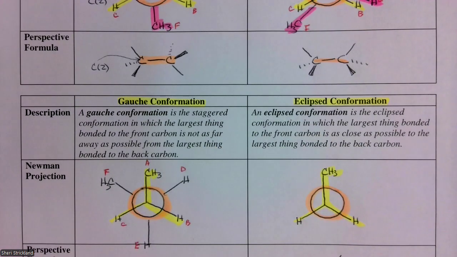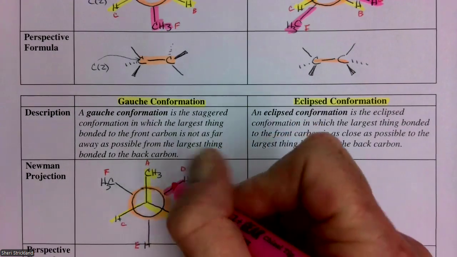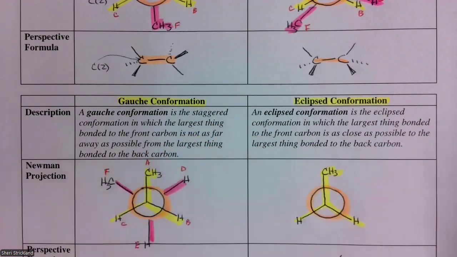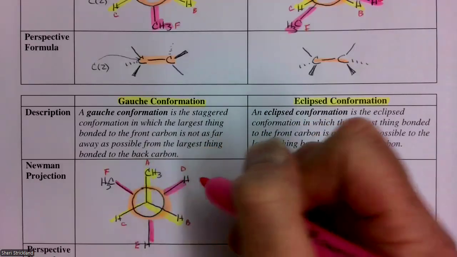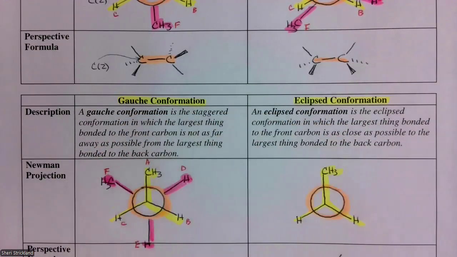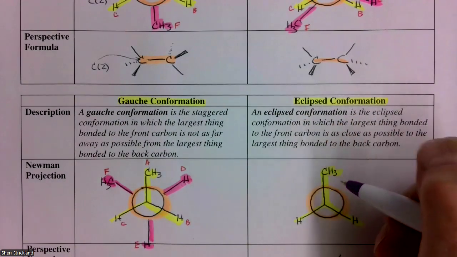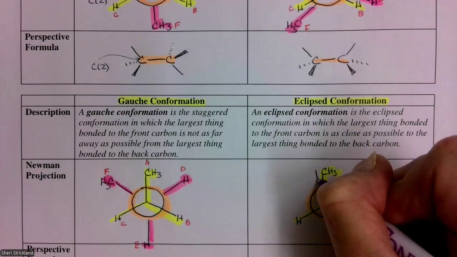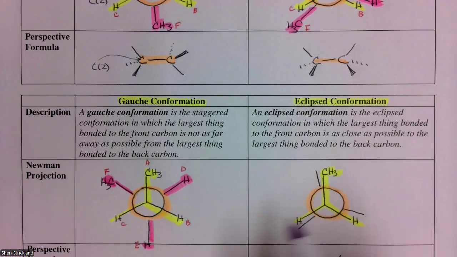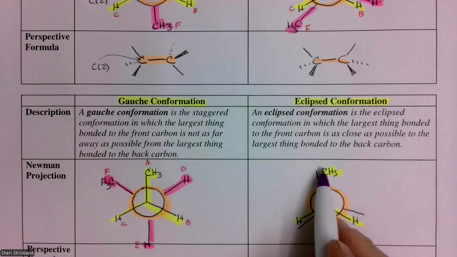All right. And then one more, the most seriously eclipsed one, involves the eclipsing or overlapping of the 2 largest things. And so again, we're going to do just that little bit of offset. But now the methyl group has moved up to here.